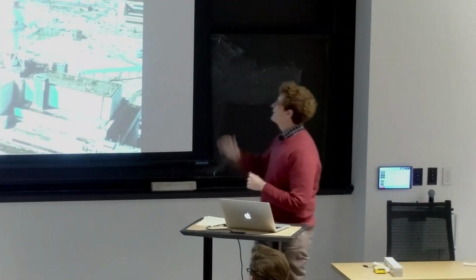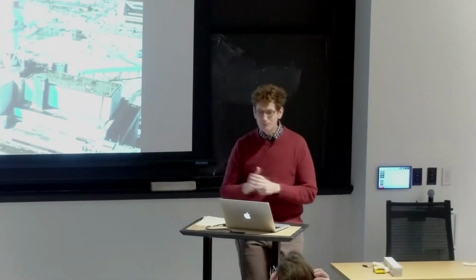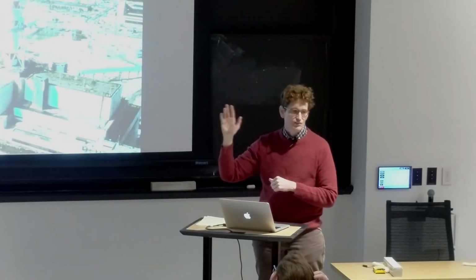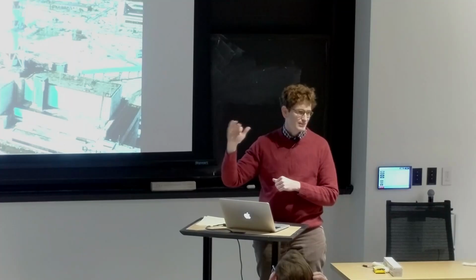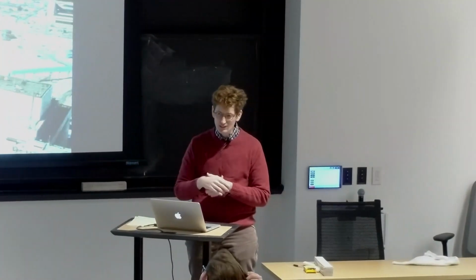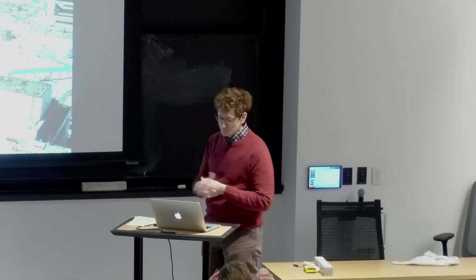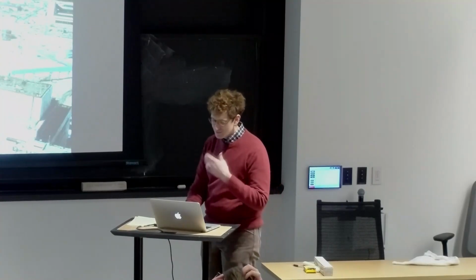So this thing released 85 petabecquerels of cesium-137, 4,000 petabecquerels of non-noble gas activity total. But remember, a petabecquerel is just decays. It doesn't tell you how bad the decays are. It doesn't tell you how much energy is in those decays. So you can't just scale this number. The number we want to use here is 85.